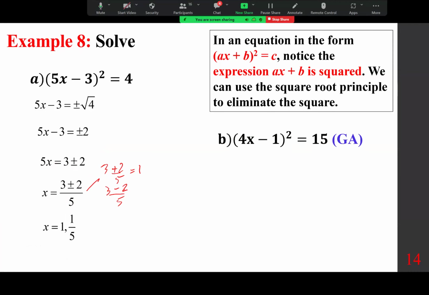Part B, (4x - 1)² = 15. We do the same thing. 4x - 1 is plus or minus the square root of 15. This is using the square root property. And moving the -1 to the right side becomes positive 1. Divide by 4, and that's your final answer. That's the final answer, everybody.